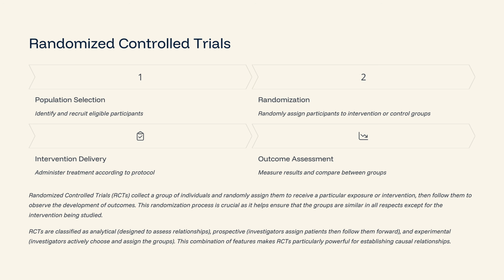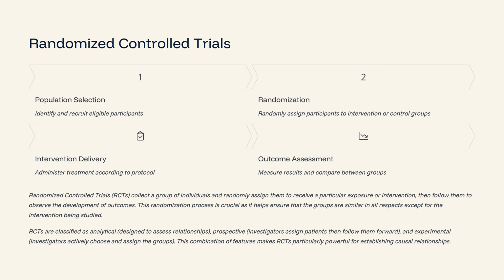What do randomized controlled trials look like? Essentially, you're identifying and recruiting eligible participants in real time based on inclusion-exclusion criteria, and then you randomize them, or you randomly assign them to whatever intervention or control groups you've established. You administer that treatment or that intervention according to a pre-specified protocol, and then you measure the results and the outcomes and compare them between the groups.